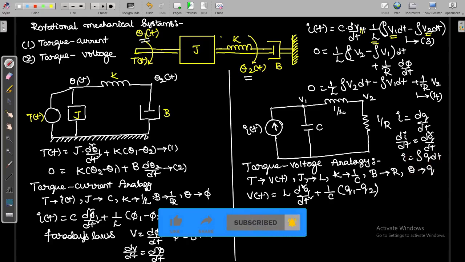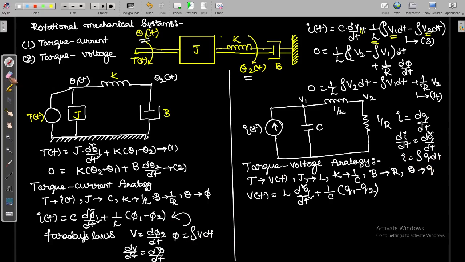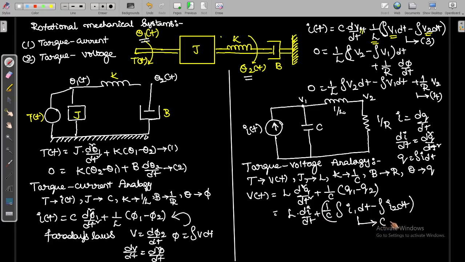So these are the terms you can replace: d square q by dt square is di by dt, and q can be written as integral of I dt. So you can replace this. In the above equation what you are going to get is L into di by dt plus 1 by c into integral of I1 dt minus integral of I2 dt. So this is the equation with replacement. I am numbering it as equation 5, continuing. Next equation.